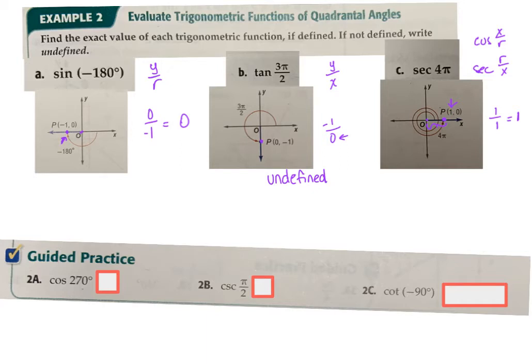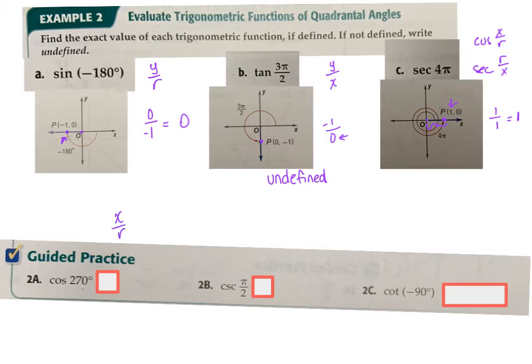So anytime it falls on an axis, your radius and one of your variables will be the same. If it falls on the x-axis, your radius and your x will be the same. On the y-axis, your radius and your y will be the same. Now, what happens then is you can solve for these. 270 looks just like this. This is 270. So I want the cosine of 270. Cosine is x over r.